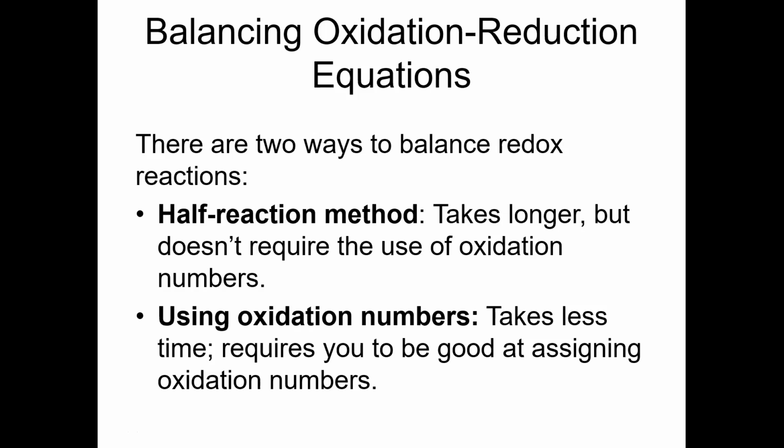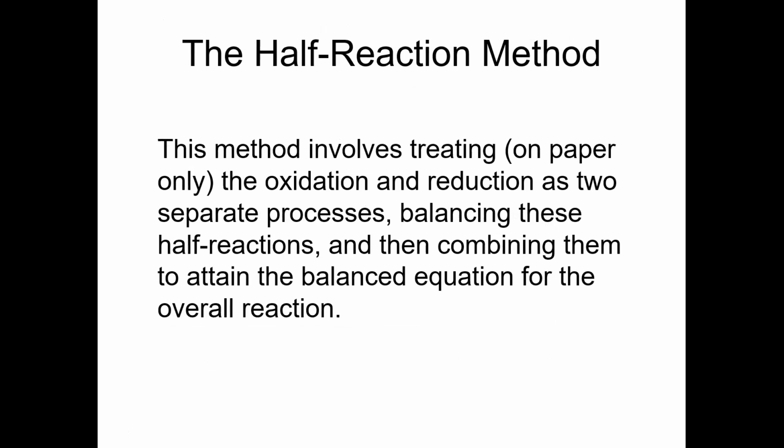It takes longer than the other method I'm going to show you, but it doesn't require you to be able to assign oxidation numbers to anything. And that's something that people still have some struggle with or just don't really feel a lot of confidence in. Then there's another method in which you do use oxidation numbers, and that takes less time to balance a redox equation, but you have to be good and feel confident in your ability to assign oxidation numbers. So let's take a look at the half reaction method first.